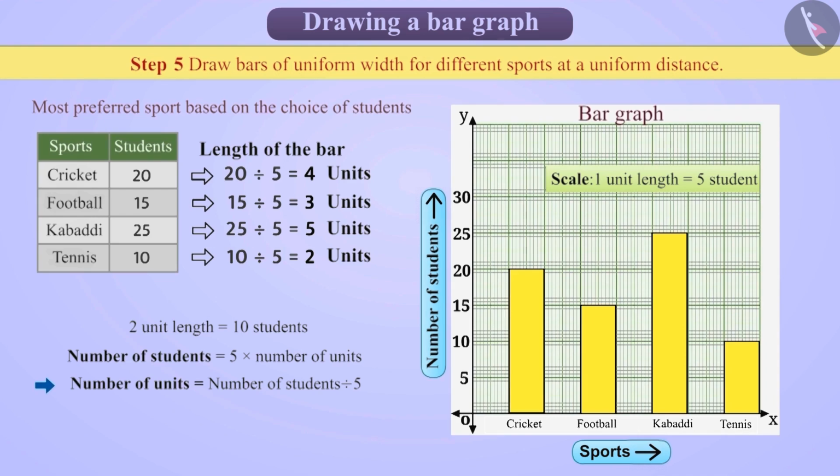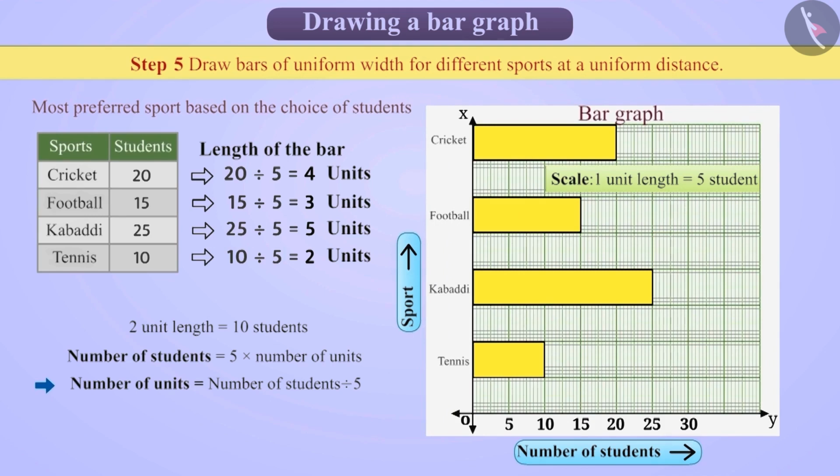Remember, it is not necessary that a bar graph has to be vertical. Same data can be represented by interchanging positions of games and number of students. We can also show the bar graph horizontally. Looking at this bar graph, one can easily tell that Kabaddi is the most preferred sport in the class.